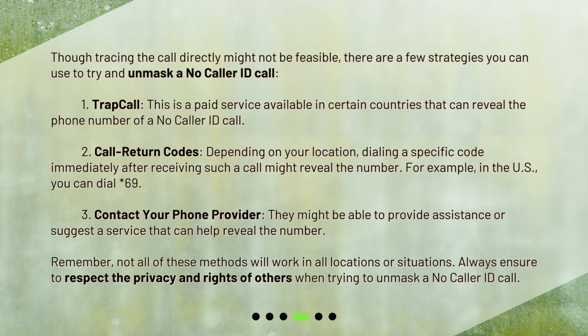For example, in the US, you can dial *69. 3. Contact your phone provider. They might be able to provide assistance or suggest a service that can help reveal the number. Remember, not all of these methods will work in all locations or situations. Always ensure to respect the privacy and rights of others when trying to unmask a no-caller ID call.